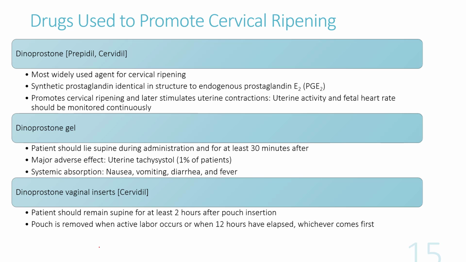This slide basically talks about drugs used to promote cervical ripening. So basically the drug that's used, the drug of choice, is a synthetic prostaglandin called dinoprostone, right? And it basically is similar in structure to prostaglandin E2 that's produced endogenously. And so when prostaglandin PGE2 is produced endogenously, it basically promotes cervical ripening and stimulates uterine contraction.